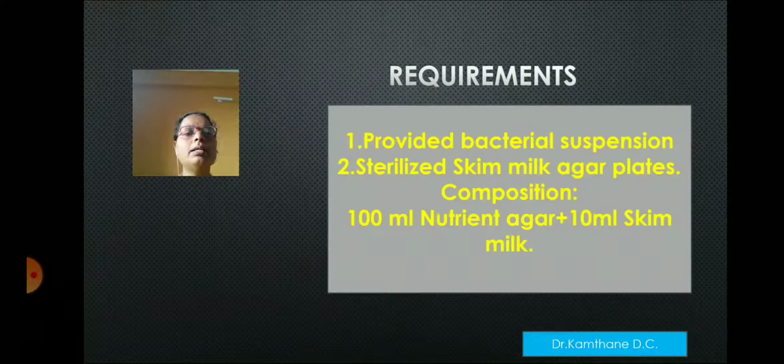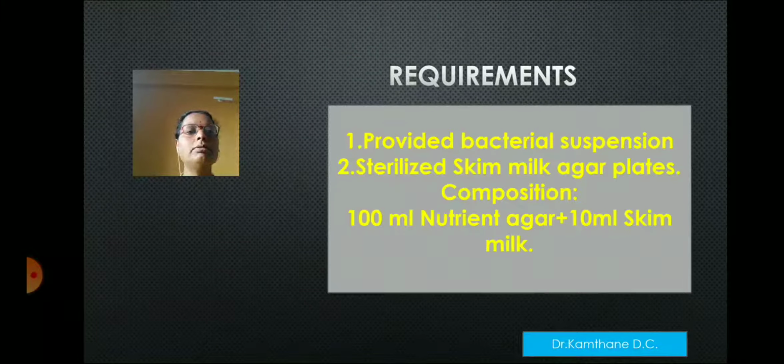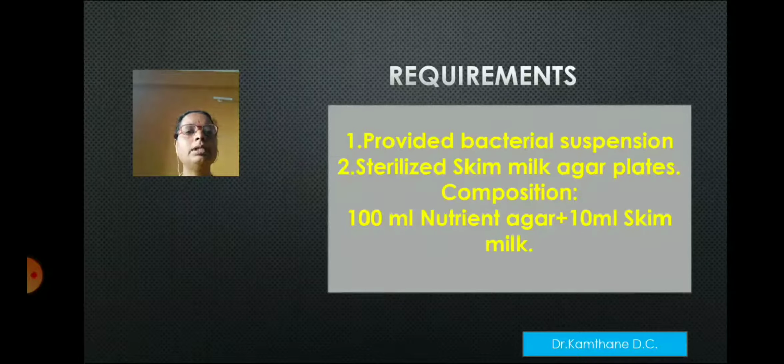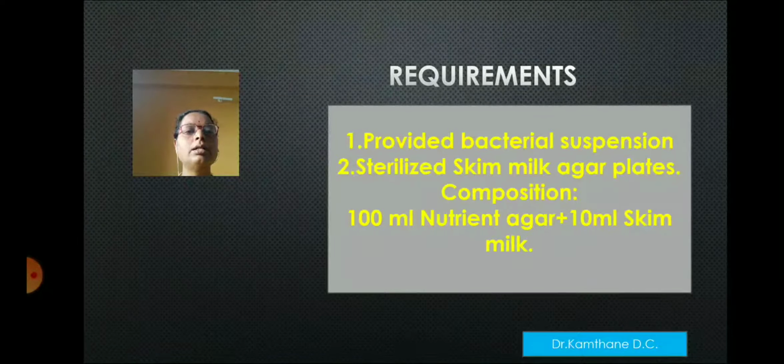Skim milk is milk where the milk is boiled and the cream which is present at the top is removed. Again the milk is boiled, and again formation of the cream is removed. This process is continued till the milk does not form cream, and lastly this is the skim milk.